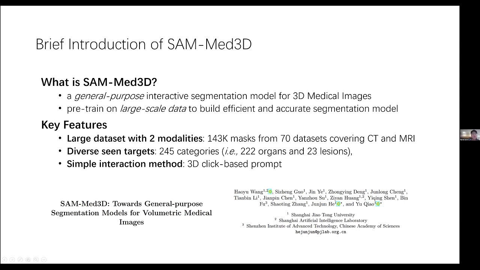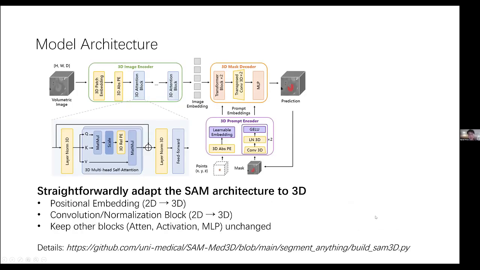The second point is that we use very diverse targets in our dataset. Our dataset contains over 200 categories, specifically over 200 organs and more than 20 lesions. The third part is that our model supports a very simple interactive method, so you can use it very easily. We only support the click-based prompt. Here are all the people who contributed to our work. Many thanks to them.